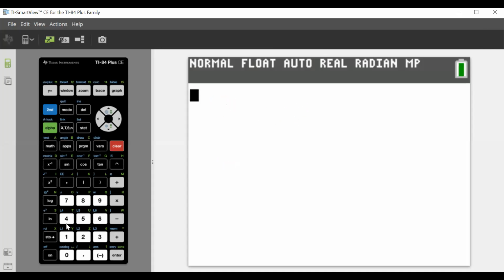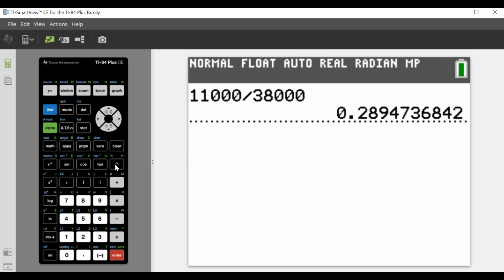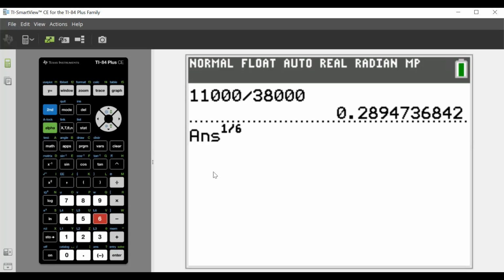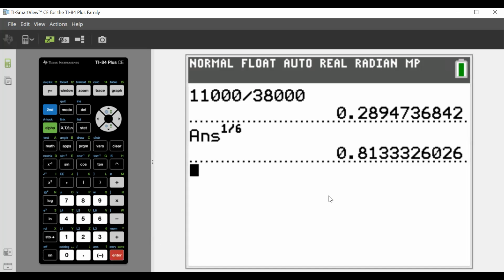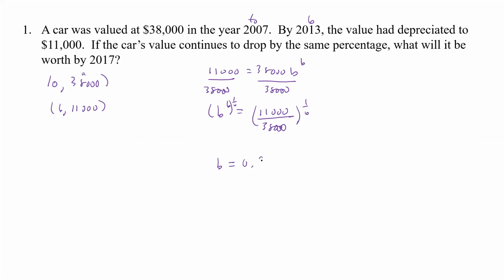So let's clear that. 11,000 divided by 38,000, and we'll get a value, and we'll take that to the 1 divided by 6. So I'm just taking that answer and raising it to that power, and I get 0.8133326. So that was going to give me 0.81333, and we'll leave it at that. It's far enough.